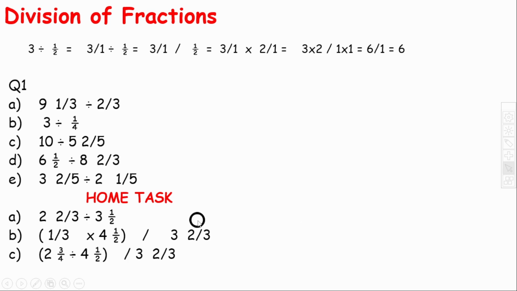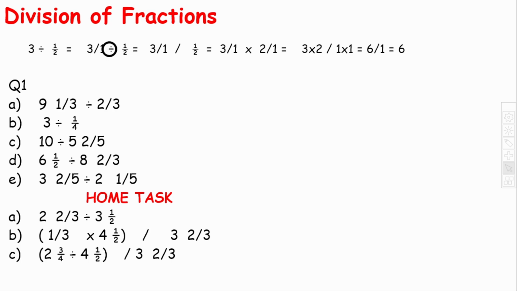Now let's get back to the topic of today, division of fractions. Let's try to divide 3, a whole number, by a fraction, which is 1 all over 2. To solve this, first of all, convert this whole number into a fractional form to make it easy to solve. So we write 3 all over 1 divided by 1 all over 2.